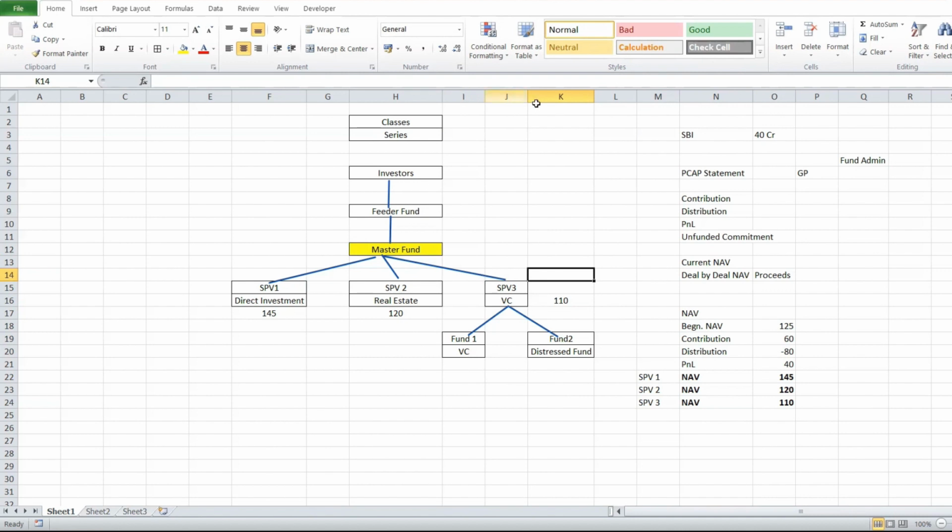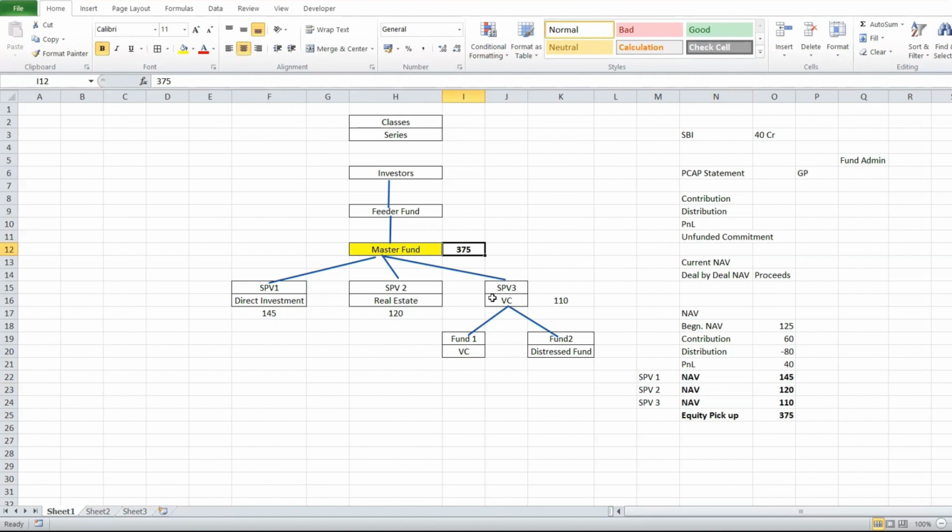So the concept, these 145, 120 and 110, when they are picked up by the master fund, that is called equity pickup. So this 375 he is going to pick up. Got it? Total 375. Out of this, 145 from this, 120 from this and 110 from this, because this is how the NAV functions. 375, it is done.